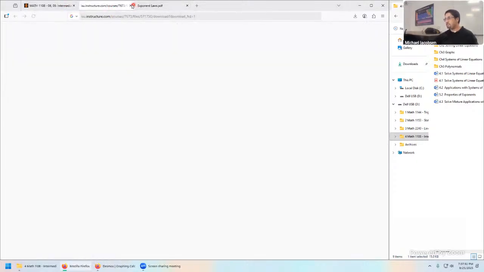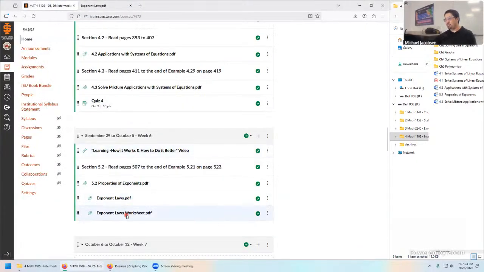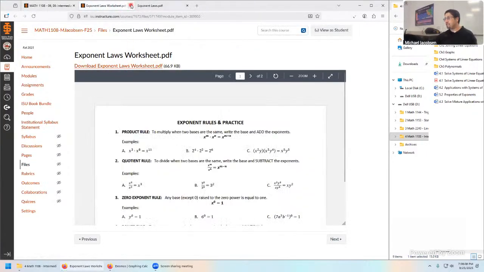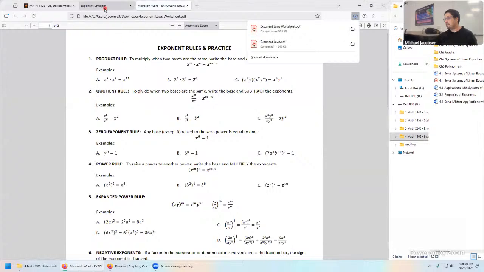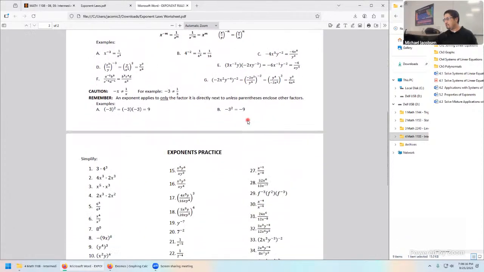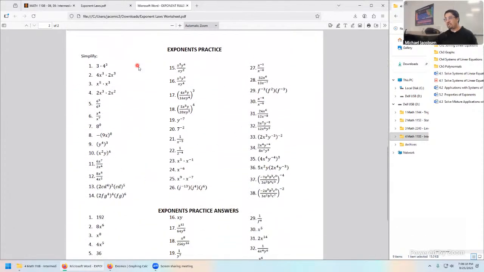The second, you could call it a handout, this PDF right here, is if you just want to do some really fast drill problems. Maybe you're studying before exam 2, maybe just freshening yourself up before doing the homework. This worksheet looks like this. Exponent rules and practice, it's just a listing of a whole bunch of problems. And even more problems, this is the practice side.